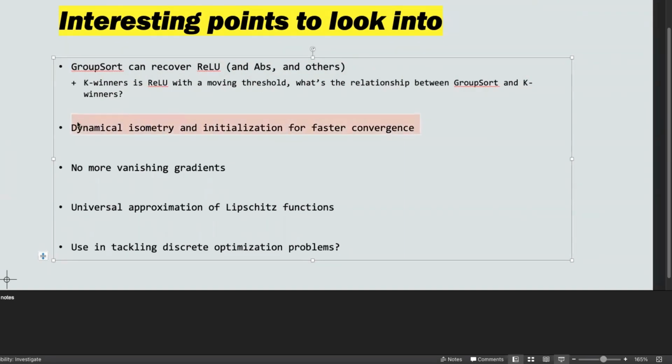Throwing a lot of stuff out there, but I had never heard of this dynamical isometry property. Had you guys? No.